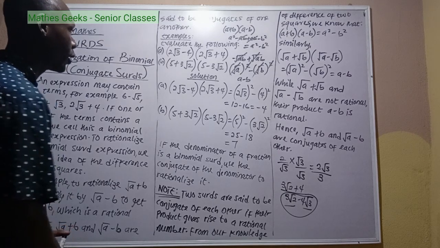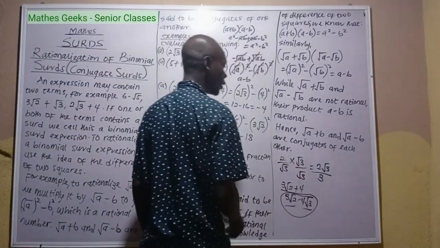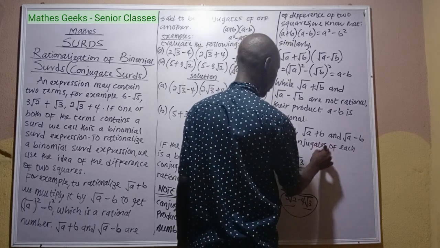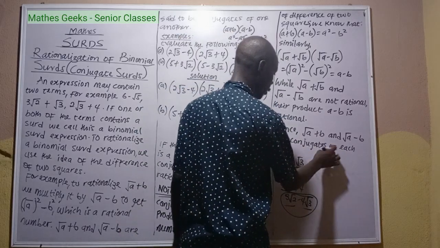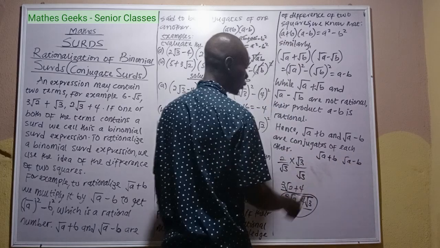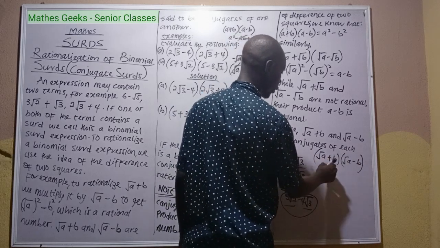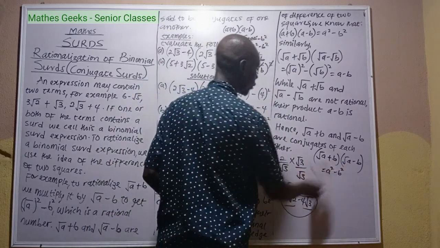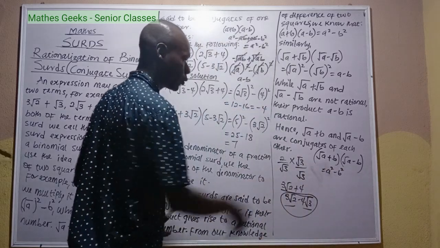The question then is, how would you know the conjugate of a surd? Well, if a surd, for instance, is root A plus root B, the conjugate would be, you just change the sign between the two surds. That will give us root A minus root B, such that when you multiply these two together, the product will give you a rational number of this form, A squared minus B squared. If it gives you this form, then you know that your answer is correct. So that's the conjugate.